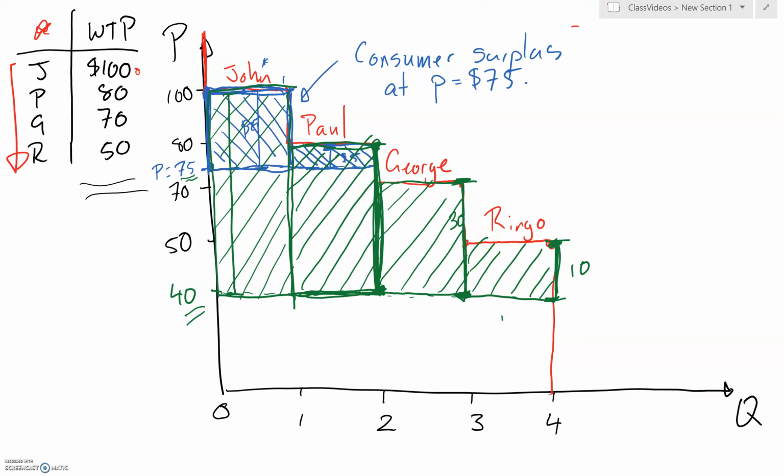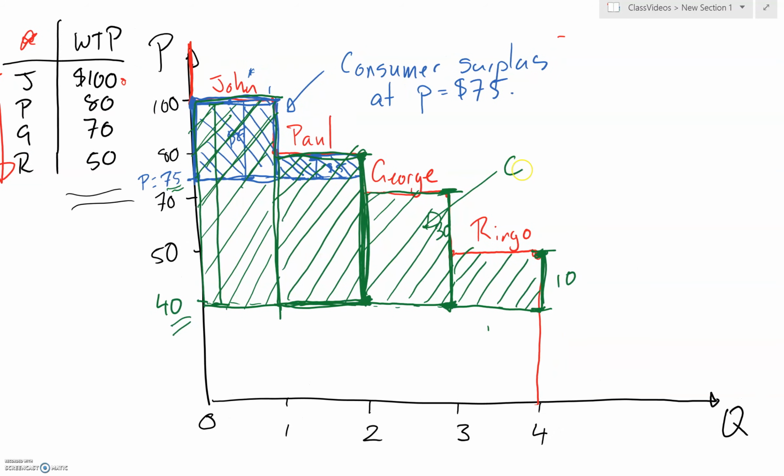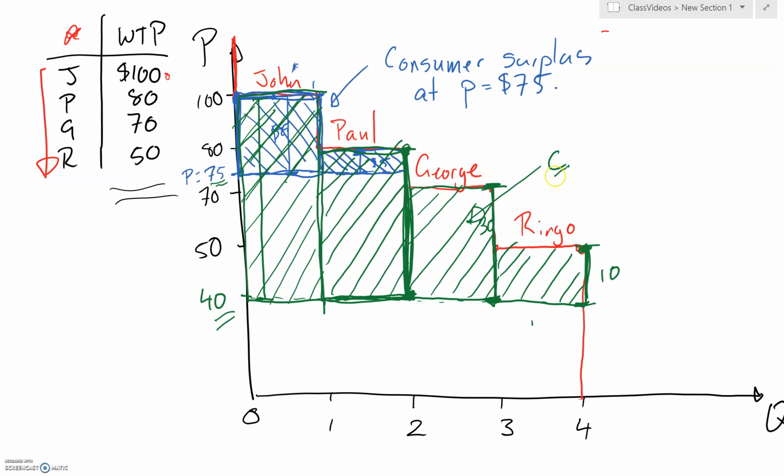So remember, up here, these green rectangles extend into the blue ones up here. So the total green area here is going to be our consumer surplus at a price of $40. Okay.